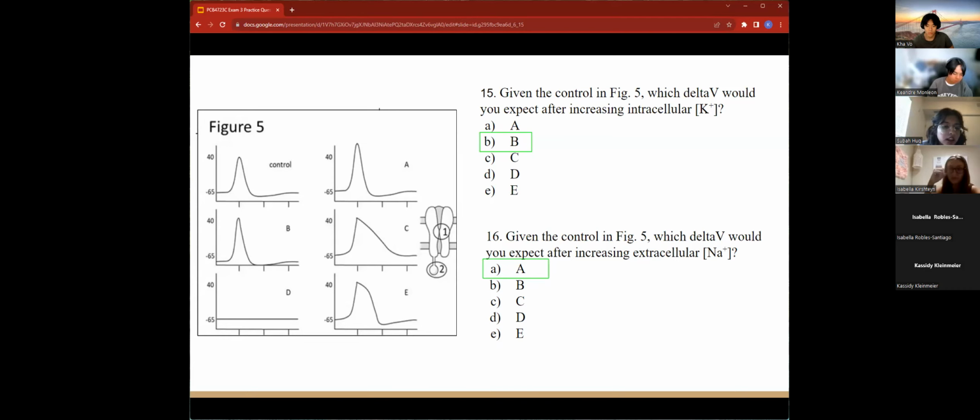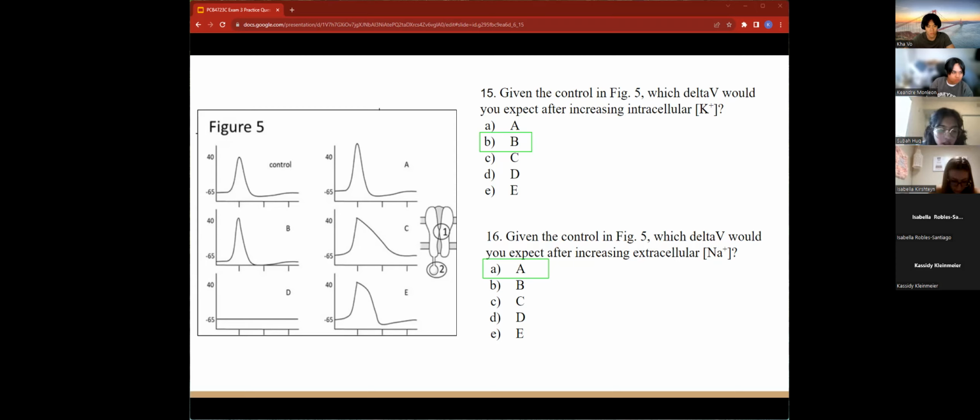But I'll go over the other graphs a little bit. So with A, you can see how it's different from the control because of the peak changing, and that would be because of the increased extracellular sodium concentration. B, the resting phase in the very beginning of the graph is way below -65, and that would be the result of a lot of potassium leaving the cell.